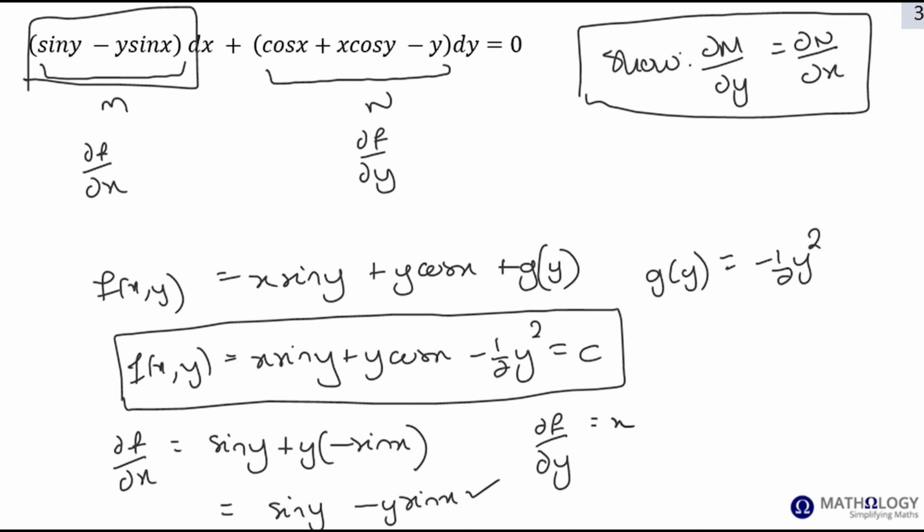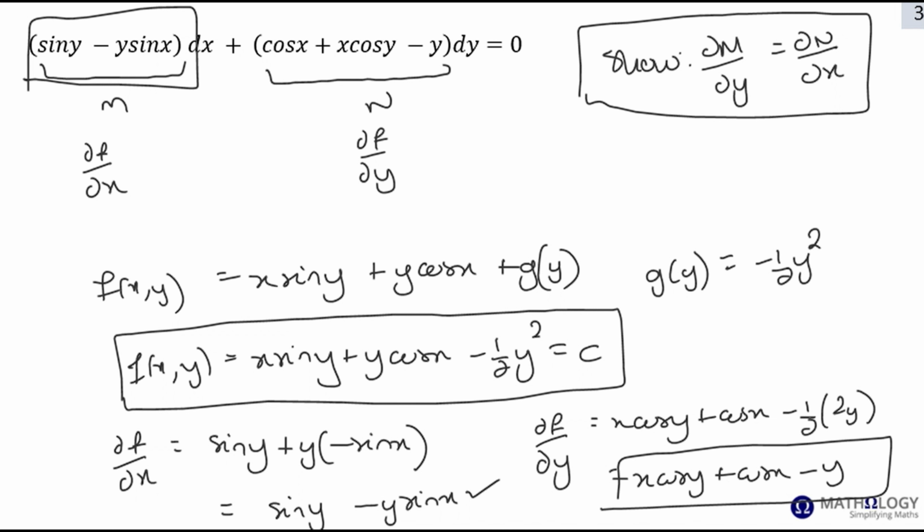x is a constant. The derivative of sin y is cos y. With respect to y, cos x is a constant, so we'll just put the cos x there. The derivative of y is 1. 1 times cos x is cos x. And then the derivative of minus a half y squared with respect to y is going to be minus a half times 2y, and that equals x cos y plus cos x minus y. And that is the expression that we have for n.